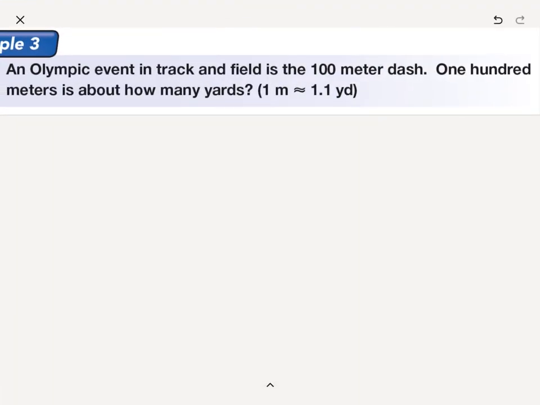All right, an Olympic track. This one's a bit more simple. An Olympic event in track and field.